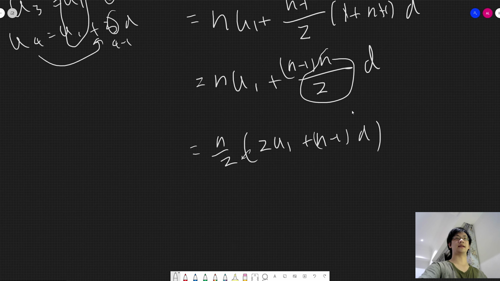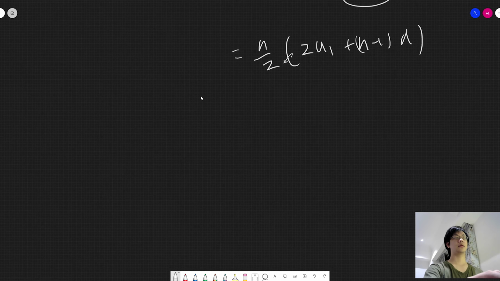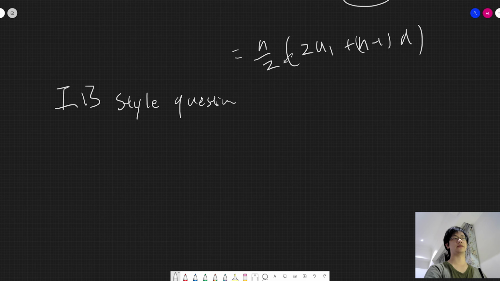Don't memorize anything. I also don't memorize anything, because if you understand them, it just makes it much more simple. Memorizing is the lazy way to do it, and it's also the less efficient way. So at the end, we'll do an IB style question practice. You'll see this question will be a lot harder than any of the previous examples I gave.